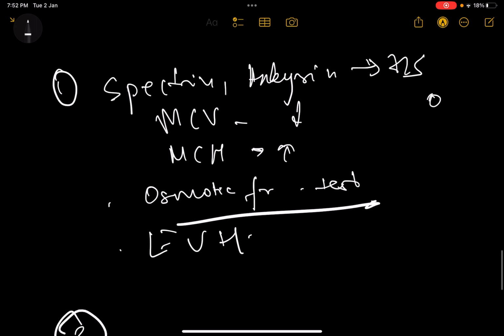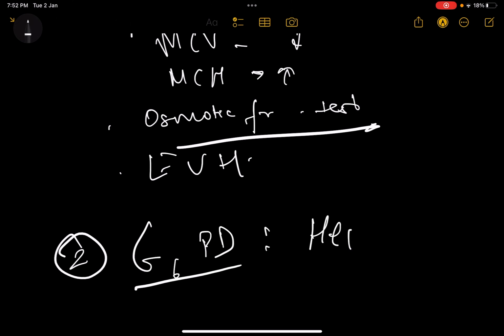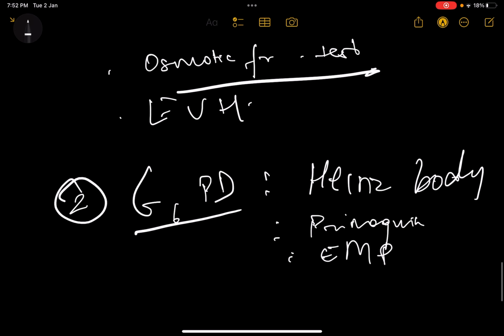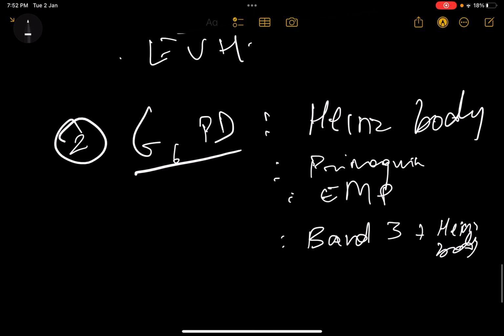Second is if they are talking about something like G6PD. First, they might just talk about your Heinz body, all right? They might talk about drugs like primaquine. Okay, they might talk about the EMP shunt, just to get a little bit of biochemistry in the middle, right? And they might talk about band 3 plus Heinz body complex, right? And then they might talk about the bite cells.